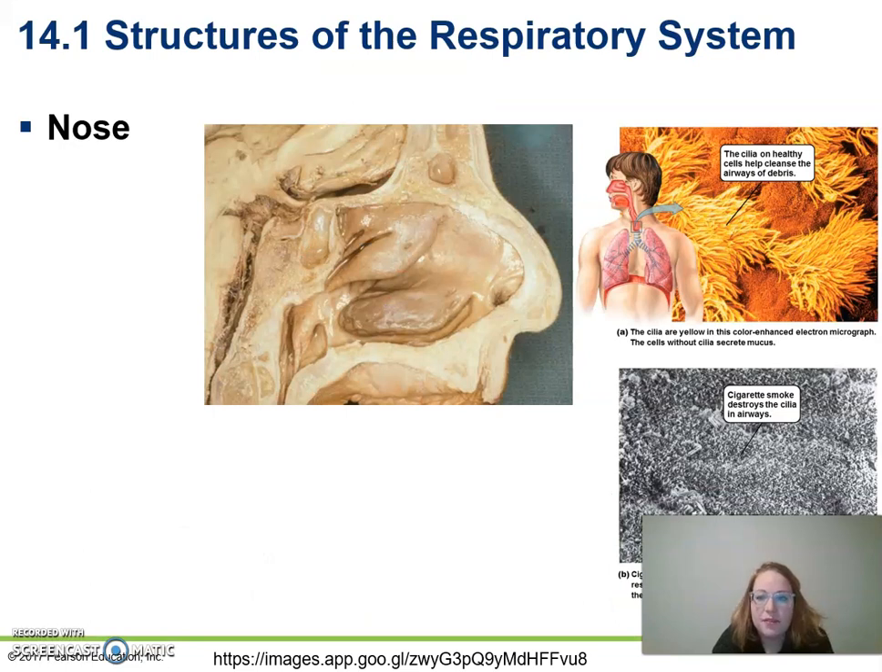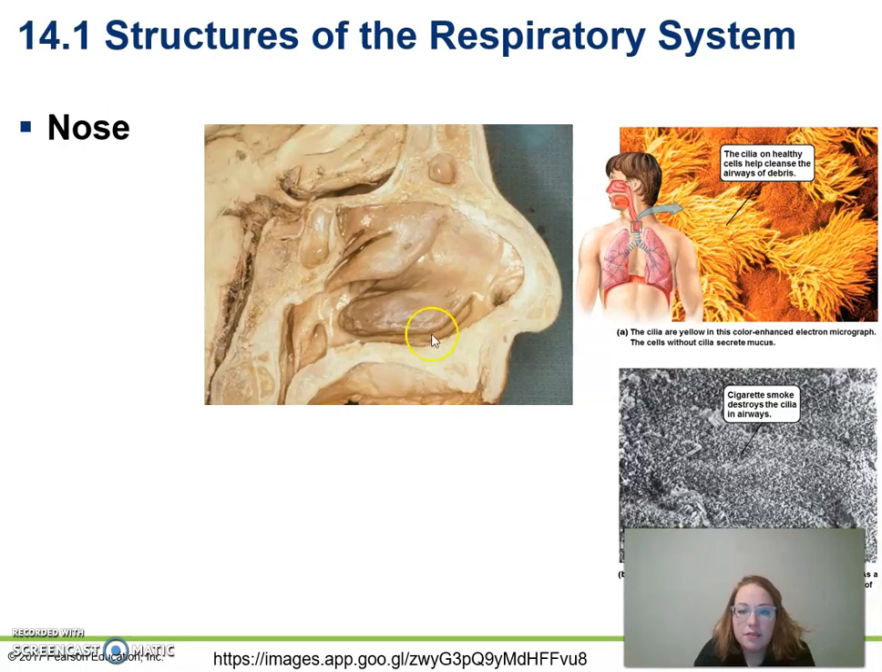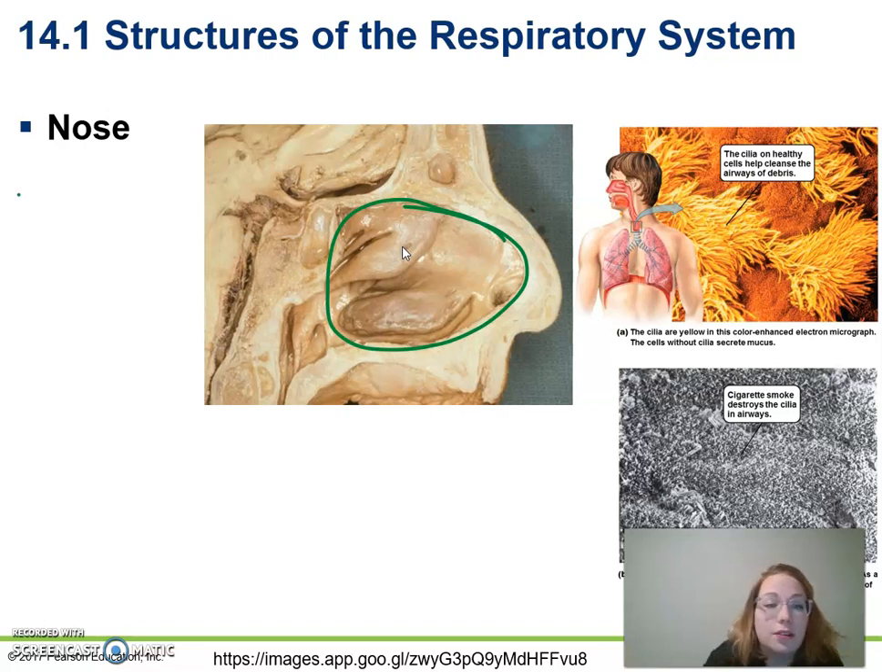Okay. So first, let's start with the nose. Here we've got a cadaver view of the nasal cavity. There's a couple parts to the nose. There's the external nose that you can see, and then the internal nose with this large nasal cavity, right? So the most important functions of the nose: 1, it's an entry point for breathing, right?